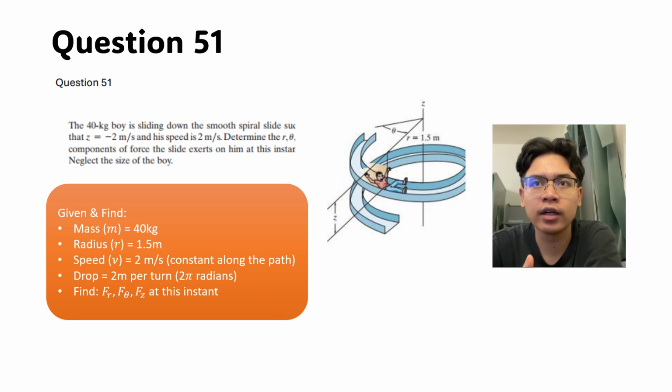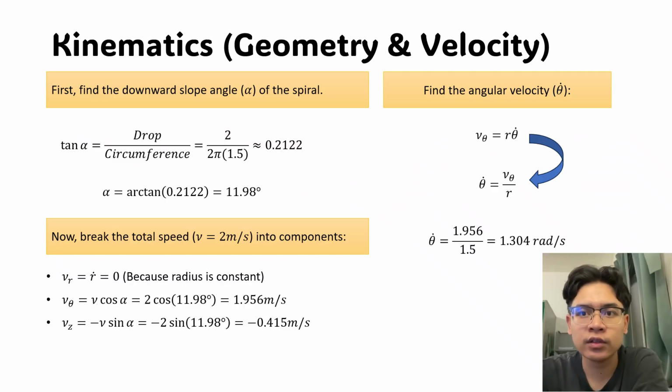To find these forces, we need to start with the kinematics, which means finding the downward slope angle, labeled as A. By dividing the drop by the circumference, we get tangent A equals 2 over 2 pi multiplied by 1.5, which gives us an angle of 11.98.